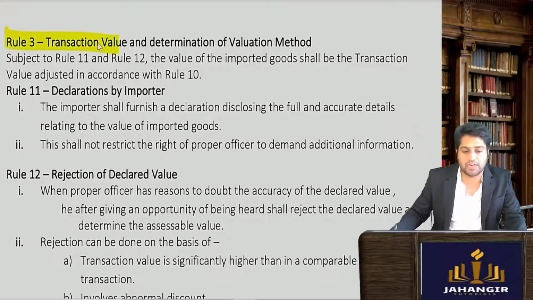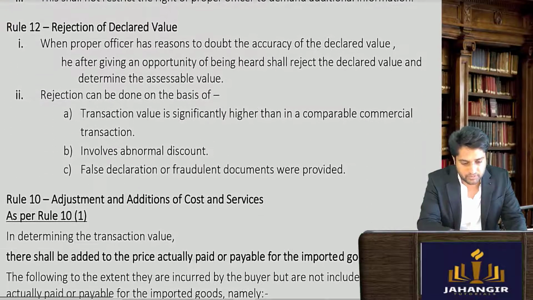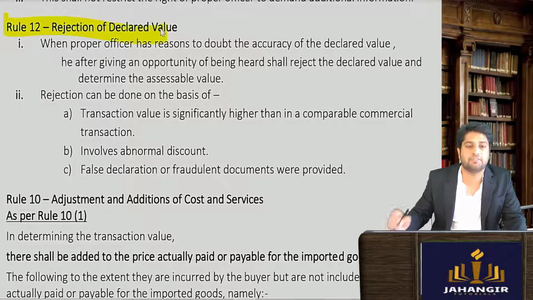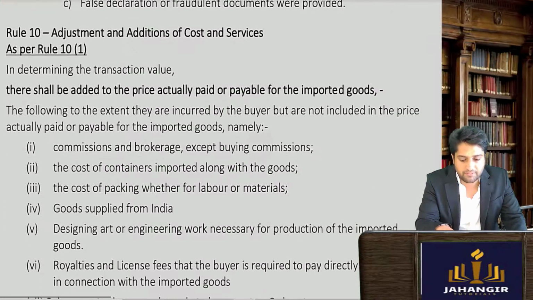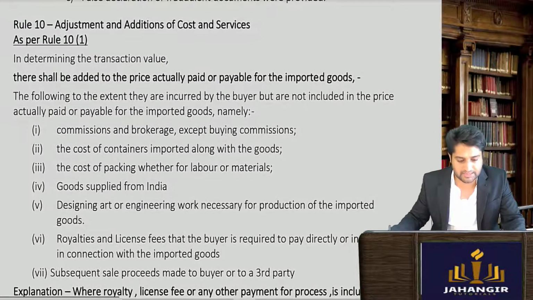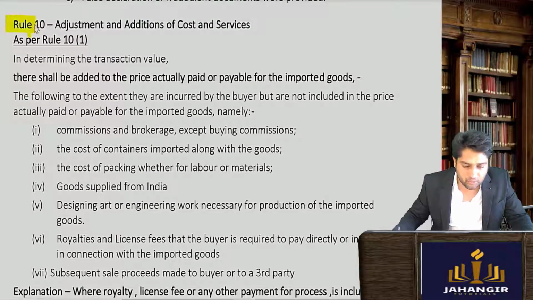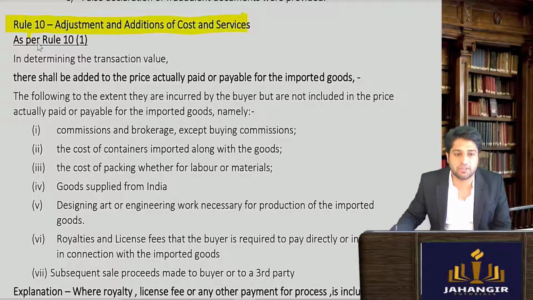Rule 3 talks about going as per the transaction value. It will be declared by the importer only. If at any time we feel that it has been incorrectly reported, then the officer has a right to reject it. Whenever the officer is accepting the value, he will move ahead with doing some adjustments and additions. That is given in your rule number 10.1 and 10.2.